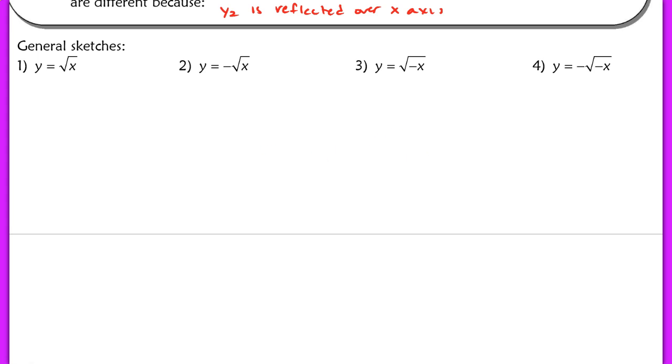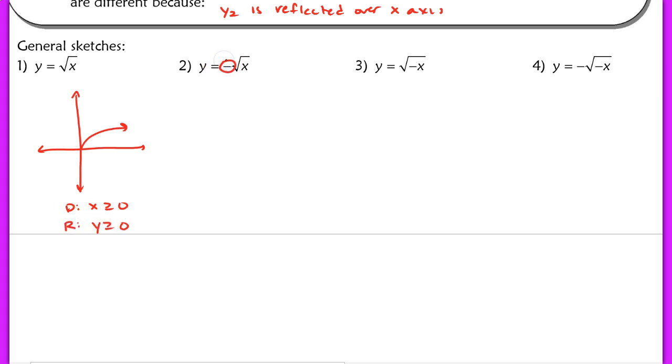Okay, so up first we have our mother function, y is equal to the square root of x. So I know that this is one we've seen a lot already. We know that that's going to open up and to the right. So our domain here is x is greater than or equal to 0. And our range is all y values greater than or equal to 0. Now as soon as we put that negative on the outside of that radical, remember it flips it over the x-axis.